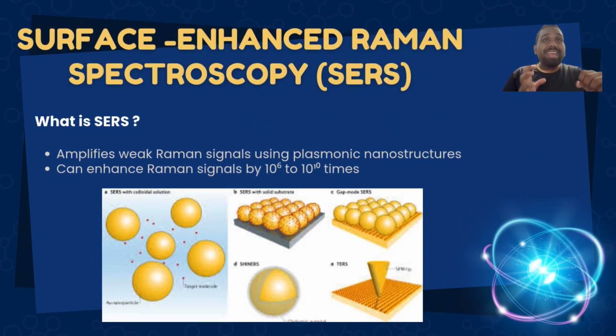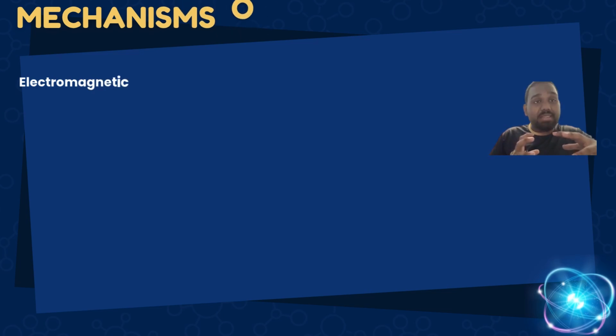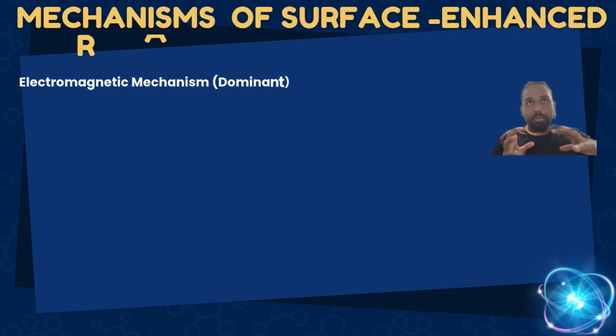Next, what is surface-enhanced Raman spectroscopy? Surface-enhanced Raman spectroscopy amplifies weak Raman signals using plasmonic nanostructures, where it can enhance these Raman signals by 10 to the power of 6 to 10 to the power of 10 times. Now, I will explain the mechanism of surface-enhanced Raman spectroscopy.